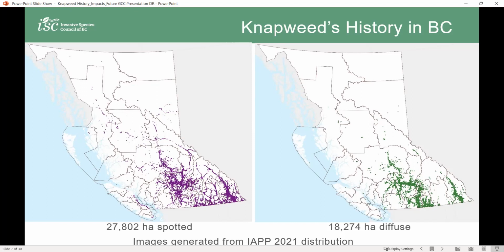That'll be coming out in the Invasive BC mapping system for invasives in 2022. So we'll be able to get a lot better information out of our data system.